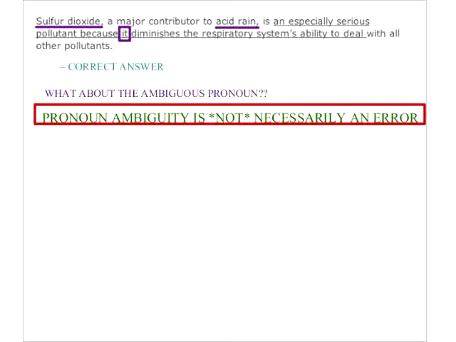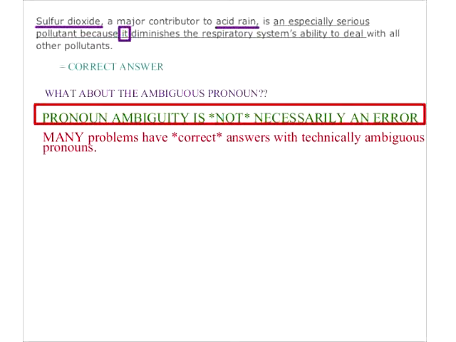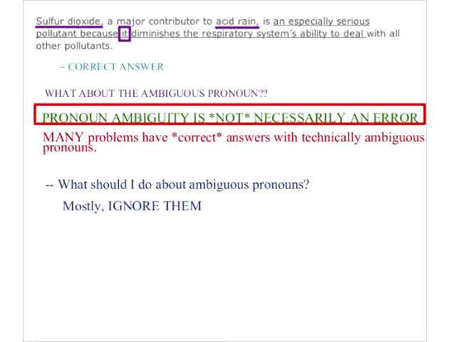Have correct answers with technically ambiguous pronouns. So, the basic deal then is that you should basically just ignore pronoun ambiguity for the most part. So the question is, what should I do about ambiguous pronouns? The answer is mostly ignore them. Don't really pay attention. It's not an elimination. With one exception, see the next slide, which we'll do in a second.